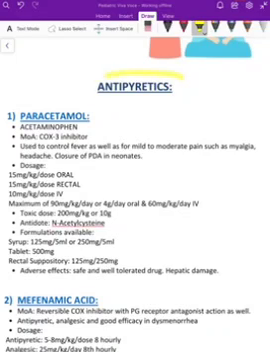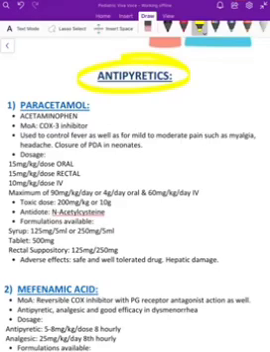Coming to the first group of drugs, we'll be discussing antipyretics, and the most common antipyretic used is, as we all know, paracetamol. So if you are asked about any drug, please go in this sequence. If you tell it in this sequence, I'm pretty sure the examiner will be impressed.